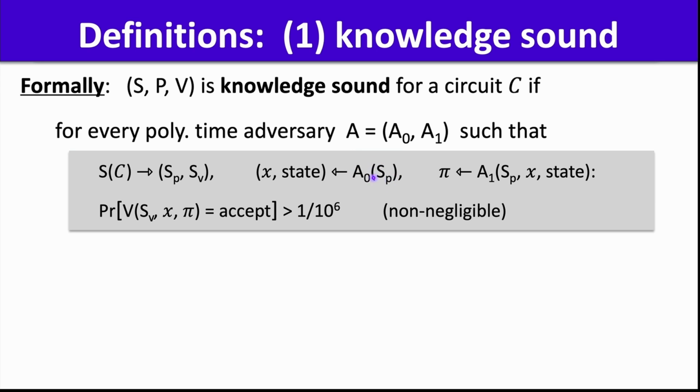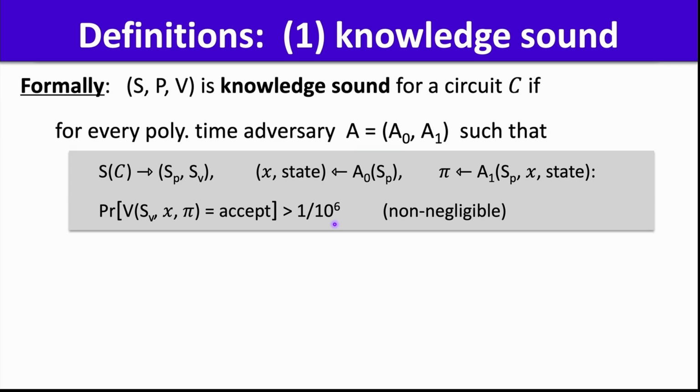The first part of the adversary will take S_p as input and produce a statement X that the adversary wants to forge a proof for. A0 will also output a state that we will give to A1. A1 is the second half of the adversary. It's like we're splitting the adversary's brain into two parts, A0 and A1. A1 will take the state from A0 along with the statement X that A0 produced, and then it will produce a proof pi that we give to the verifier. We say this adversary is successful if the verifier accepts the proof with some non-negligible probability. Even if the adversary convinces the verifier with probability 1 over a million, we'll already say that the proof system is broken.